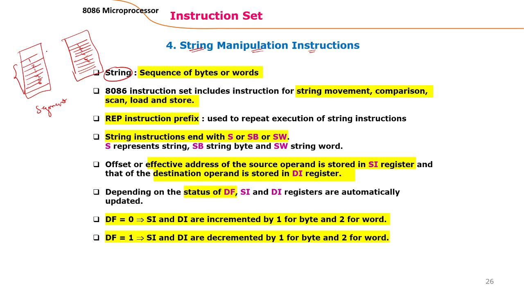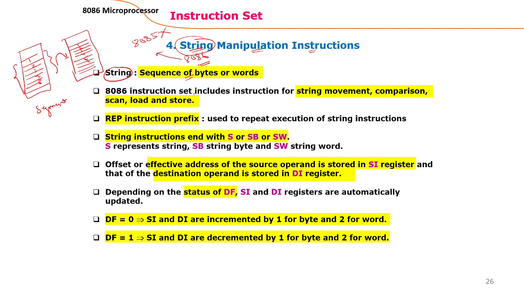And whatever operation we will be performing, like we want to move this data to some other location in the same manner, that is a string related operation. So we will be performing some string related operations that can only be done in 8086. It is not supported in 8085. In 8085, no string related instructions were there.